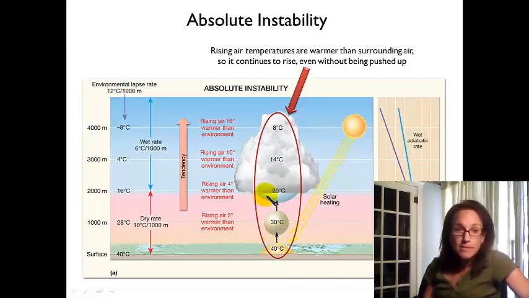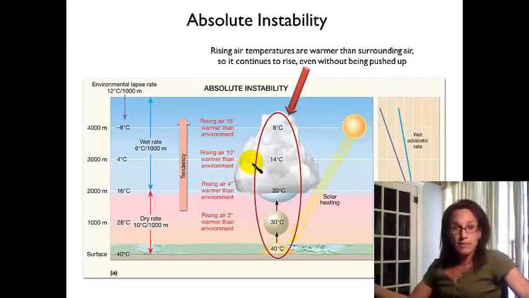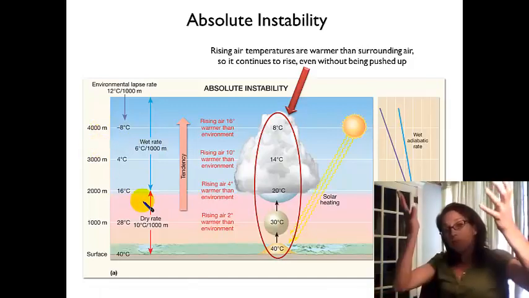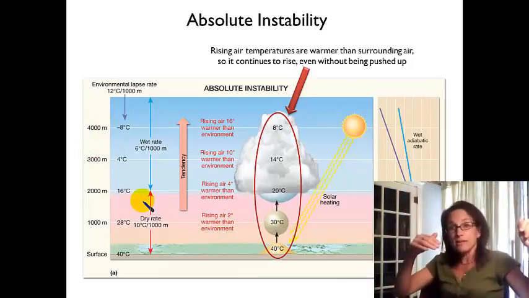And so what happens now is, notice the temperatures here. So at 2,000 meters, our rising air mass is warmer than the surrounding atmosphere. And that's the same all the way up. So by the time we're up at 4,000 meters, our rising air mass is 8 degrees Celsius, and the surrounding air is minus 8 degrees Celsius. So if the air is warmer than the environment, then the tendency is going to be for that air to rise because it's less dense than the surrounding air.